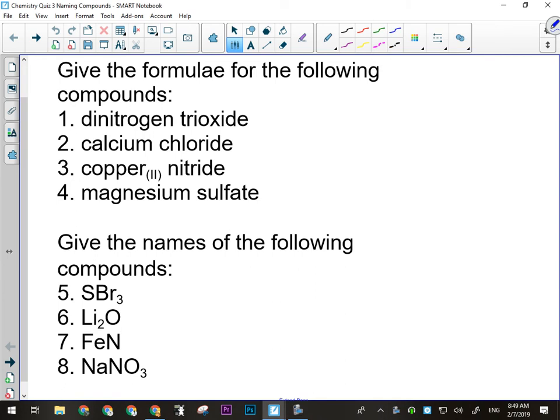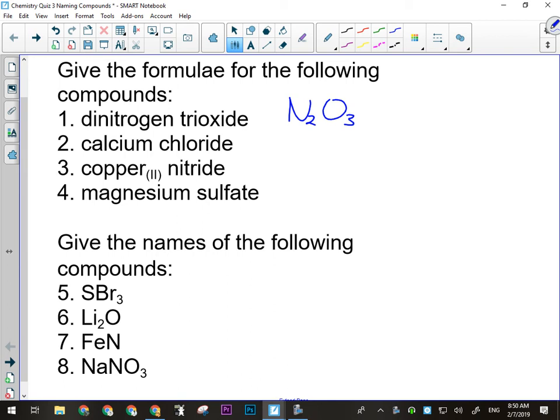Okay, so for the first four here, we're writing the formula for the following compounds. So for number one, we've got dinitrogen trioxide. Is that an ionic compound or molecular? It's molecular. We got prefixes, we got two nonmetals. All right, so we've got nitrogen and we've got oxygen, okay? And di means two, so there's two nitrogens. Tri means three, there's three oxygens. There's our formula, N2O3 for 1 mark.